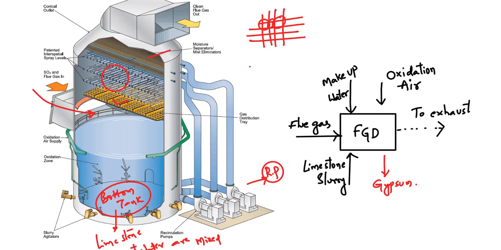When this gas is eliminated from these holes, it reacts with the slurry mixture of limestone coming from the spray nozzles. As a result, SO2 mixes with the slurry, resulting in the formation of calcium sulfite, and it falls into this tank, being highly dense.